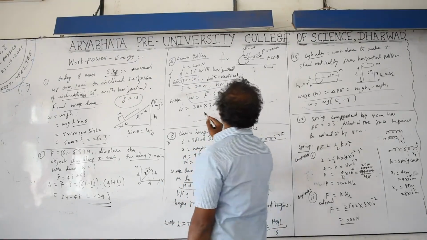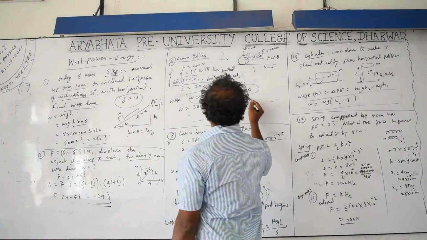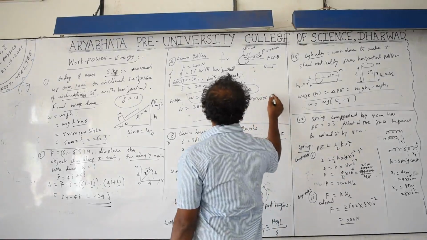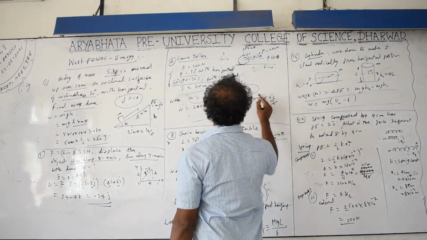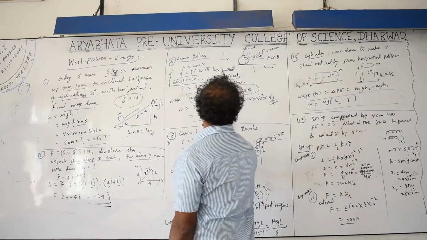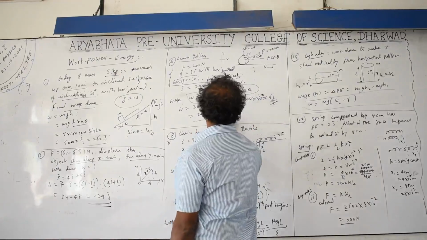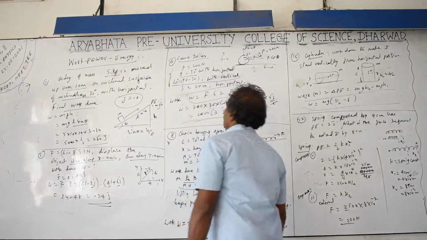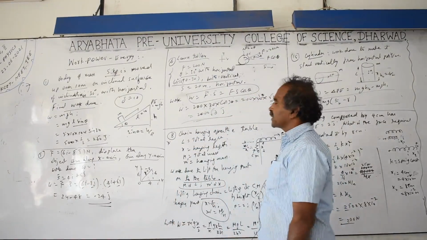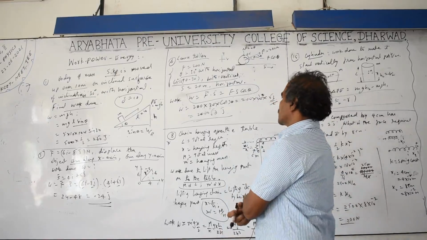This is equal to 200 into 20 into cos 30, which is root 3 by 2, this is going to be 10, so you will get work A equals 2000 root 3 joules. You can write it as 2 root 3 kilojoules also.